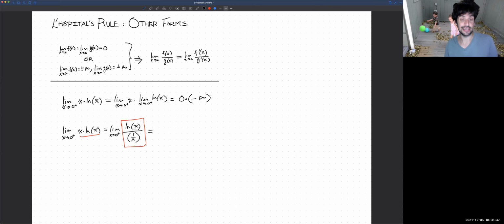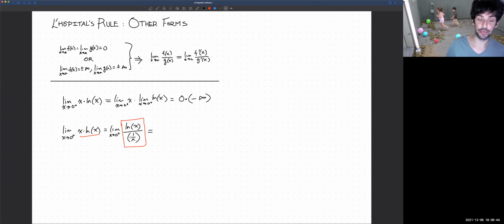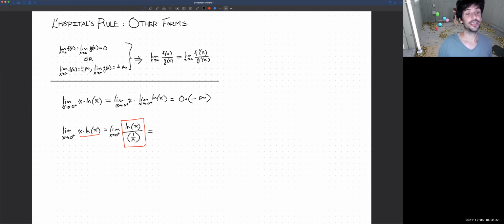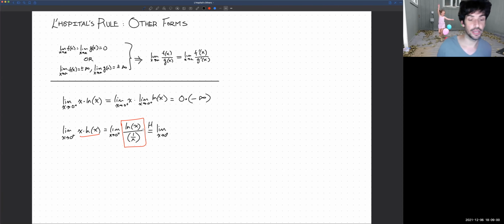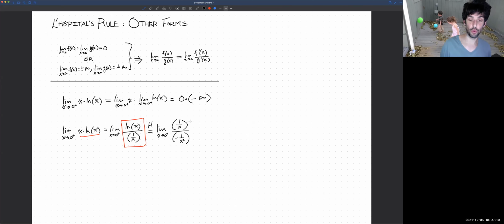So I've written it in this interesting way. And the reason is because now we already remember that the natural log goes to negative infinity. As we approach 0 from the positive side, 1 over x goes to positive infinity. So now we have this infinite case of L'Hopital's rule. So I can take derivatives of the numerator and the denominator functions. The derivative of natural log of x is 1 over x. The derivative of 1 over x is going to be negative 1 over x squared.